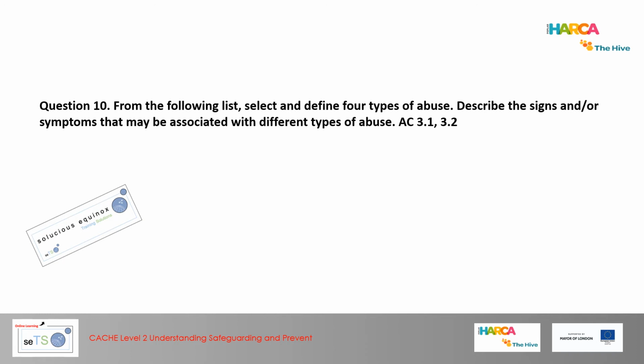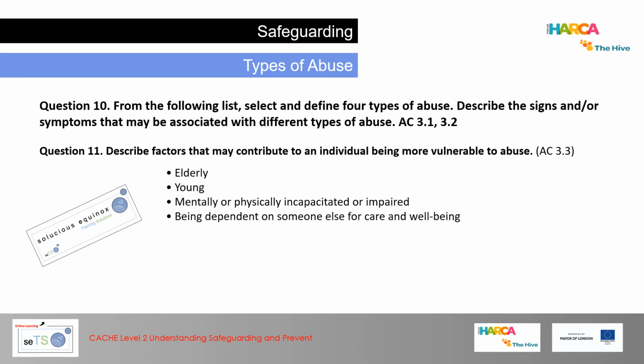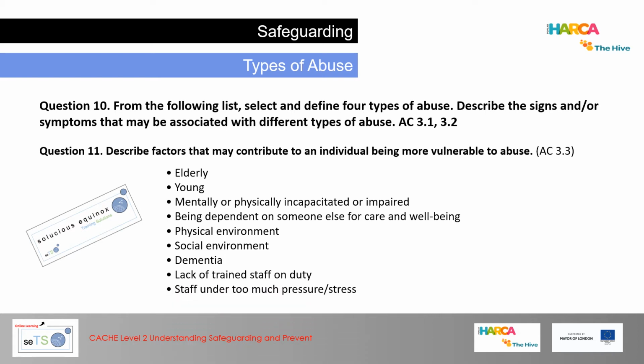Question 10. From the following list, select and define 4 types of abuse. Describe the signs and or symptoms that may be associated with the different types of abuse. And question 11 is asking you to describe factors that may contribute to an individual being more vulnerable to abuse, such as the elderly, young, mentally or physically incapacitated or impaired, being dependent on someone else for care and well-being, physical environment, their social environment, dementia, lack of trained staff on duty, and staff under too much pressure or stress, and isolation.